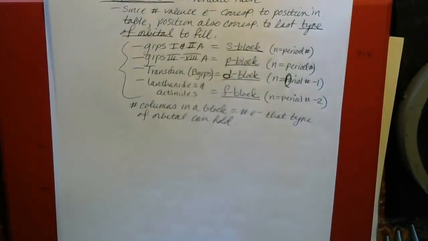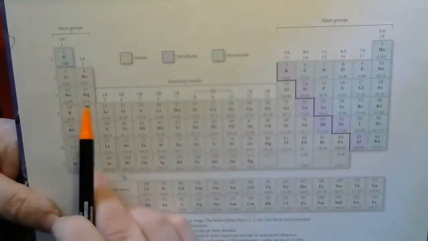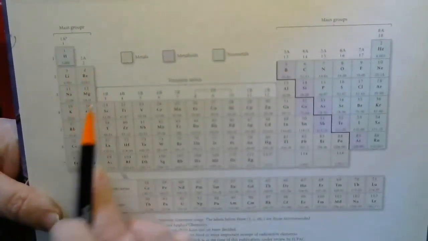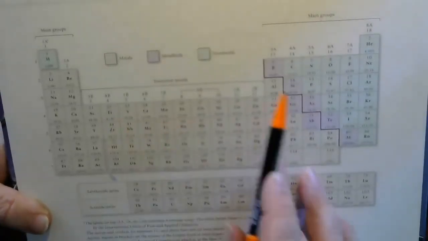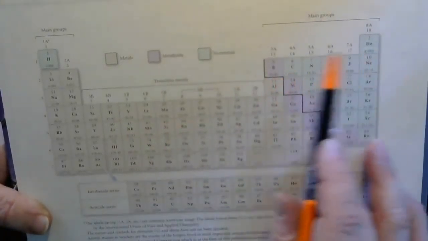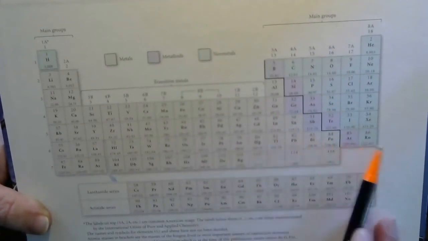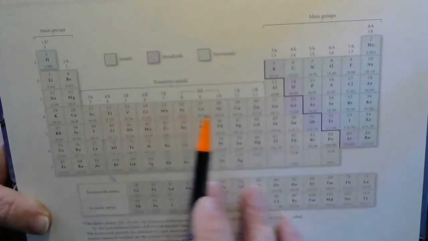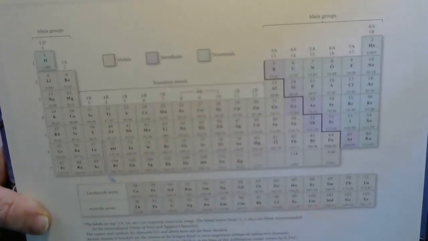So if you notice, there are, like I said, 6 spaces in. All right, so looking at the periodic table, these first 2 groups here are the S block. And these groups over here are the P block. The transition elements in the middle would be the D block, and these groups down here would be the F block.